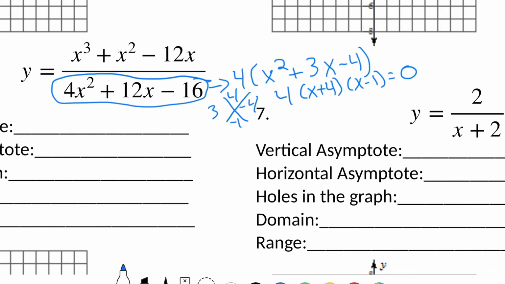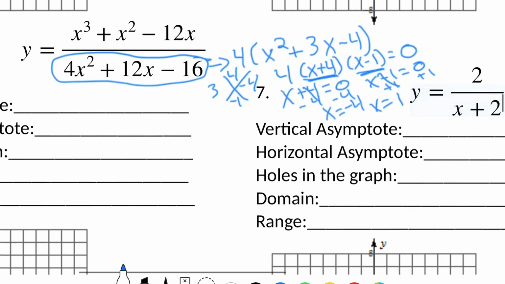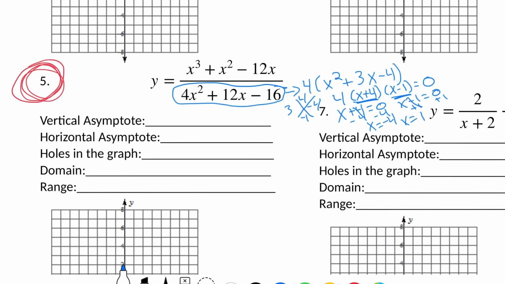Well, to solve this, we're going to set our parentheses equal to 0. Again, this is what we did in Unit 3. x minus 1 equals 0. Subtract 4, subtract 4. x equals -4. x also equals positive 1. So that is going to be our two vertical asymptotes.